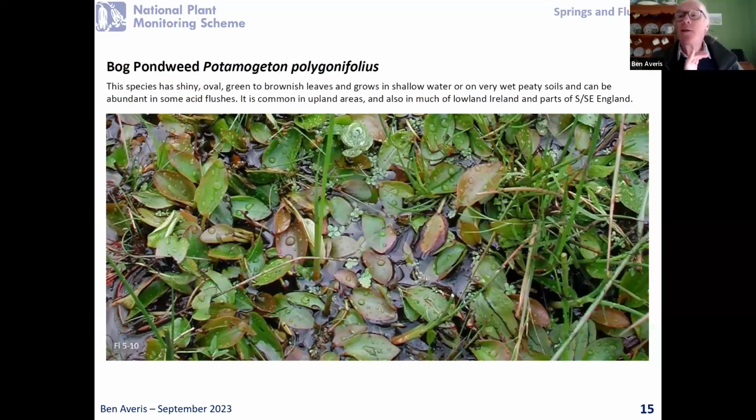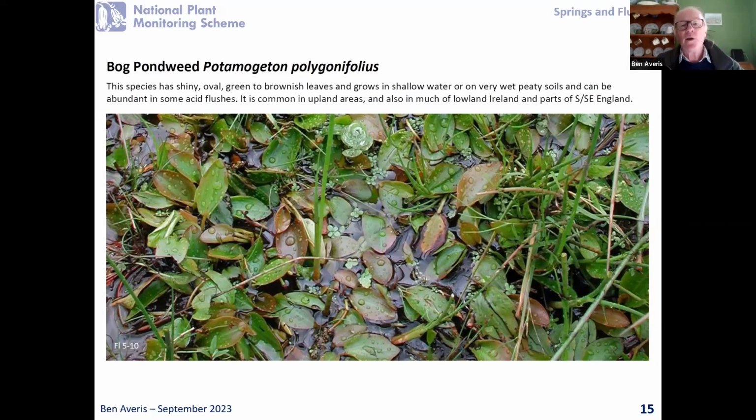Okay, some vascular plants now that we find in springs and flushes. On the whole, there are not that many vascular plant species that are really characteristic of acid springs and flushes compared with base-rich springs and flushes, in which we get lots of vascular plant species that are found commonly there, but not in the acid ones, as we'll see in a bit. But here are a few vascular plants in these places.